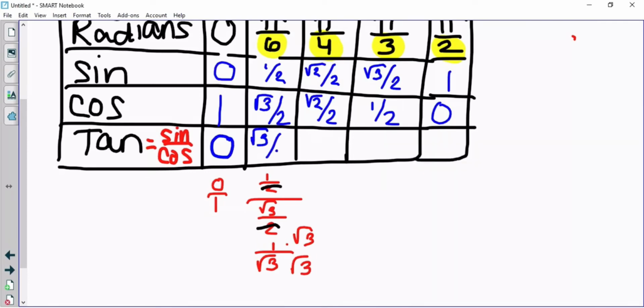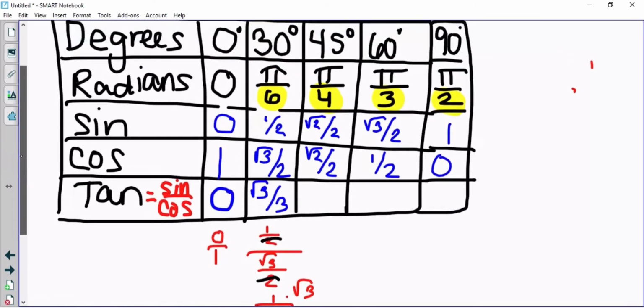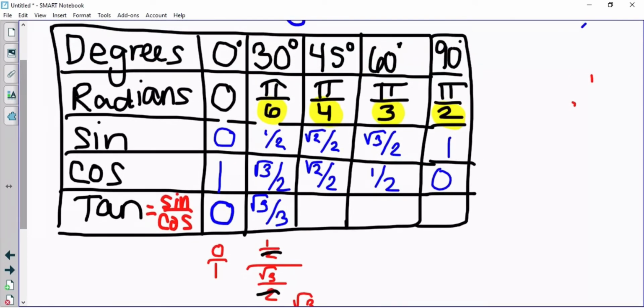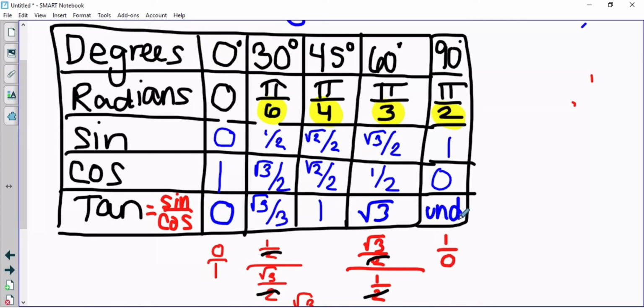Okay, next up, if I'm dividing the square root of 2 over 2 by the square root of 2 over 2, that is just 1. If I'm dividing my next one, the square root of 3 over 2 divided by 1/2, those 2s slash out, and I just have root 3 left. And last up, if I have 1 divided by 0, remember in math we're not allowed to divide by 0, that would be undefined.